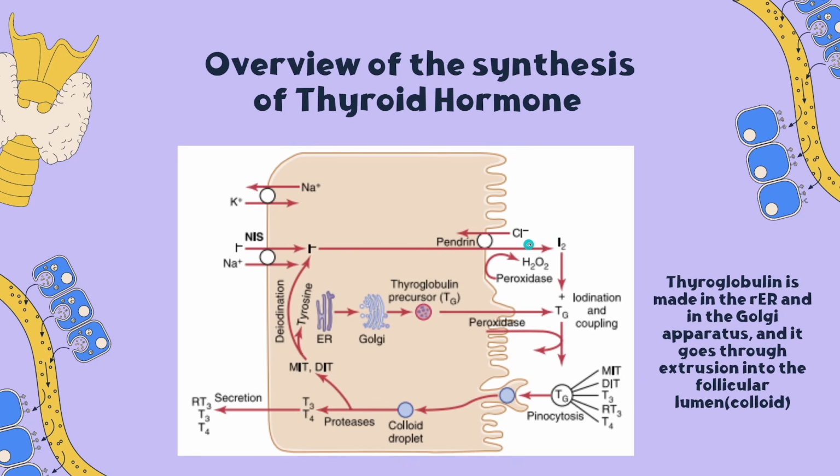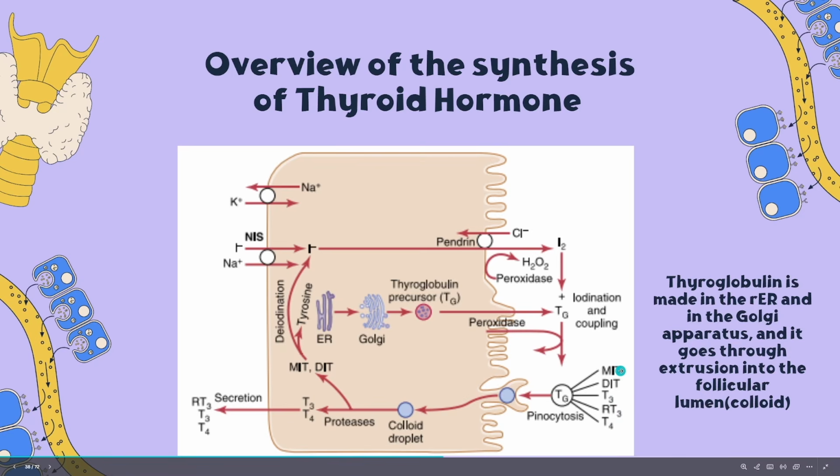Now that we have iodide, it's going to get oxidized into iodine, or nascent iodine, by peroxidase, which is activated by H2O2. And this same enzyme is going to make sure that the new nascent iodine binds to the tyrosine of thyroglobulin. This process is called iodination, which forms MIT and DIT. And this same enzyme is going to make sure that MIT and DIT go through a coupling reaction, which is going to help form T3, RT3, and T4.